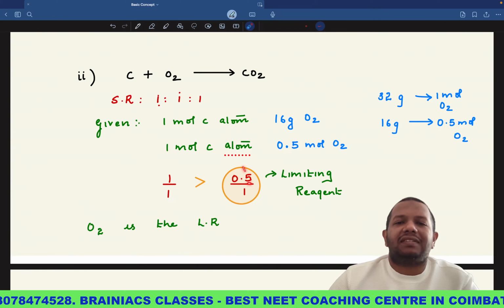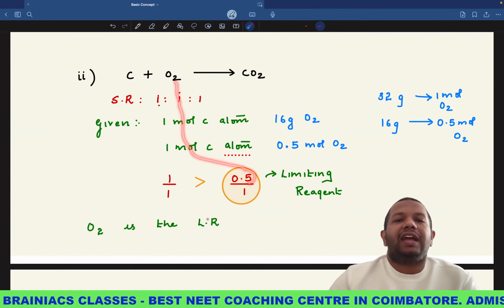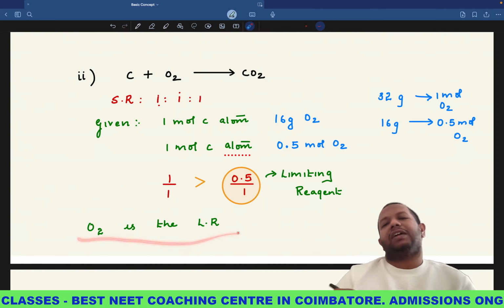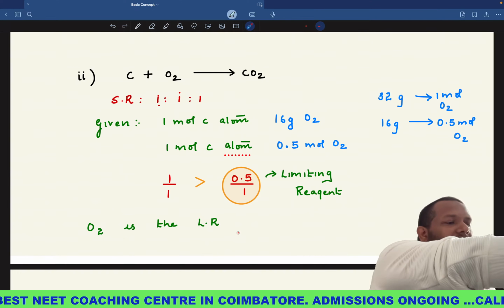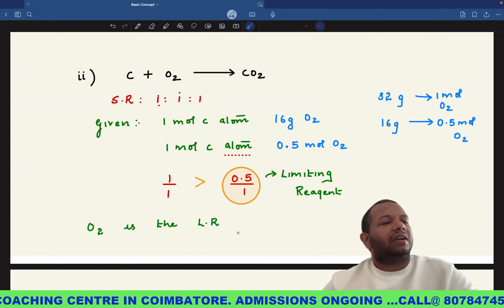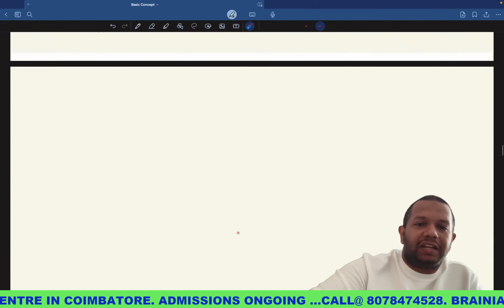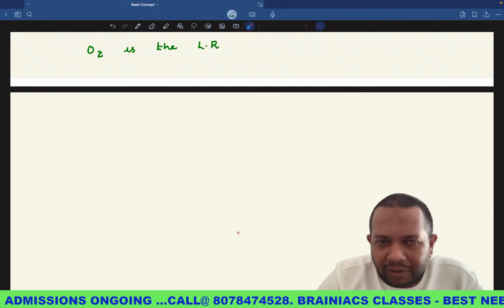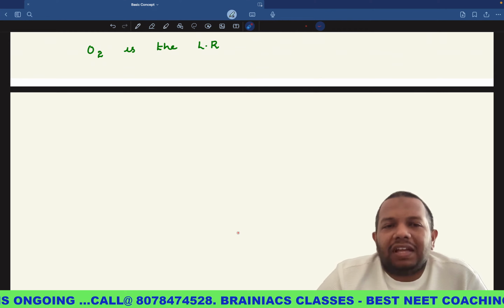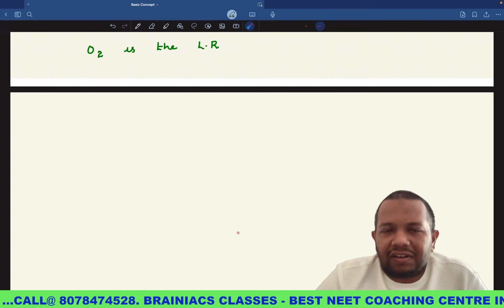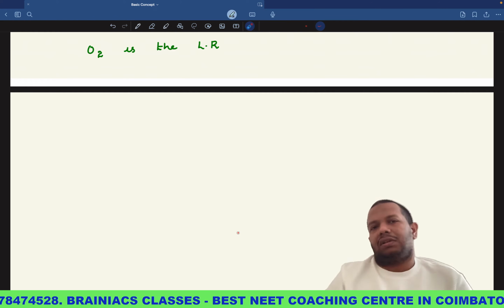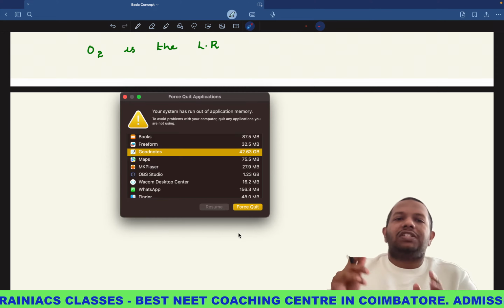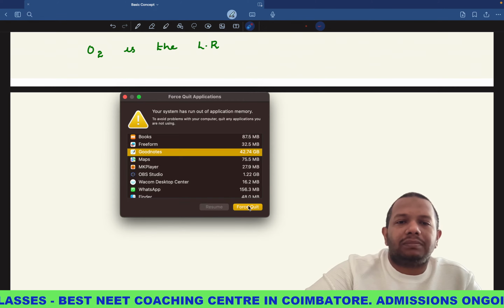So I can say this corresponds to oxygen. Then I can say oxygen is the limiting reagent. Any doubt? Simple. Correct. Okay. So oxygen is the limiting reagent. Now what is the importance of the limiting reagent? That's very important. Please understand, if there is a limiting reagent in any reaction, that limiting reagent will decide how much amount of product needs to come.